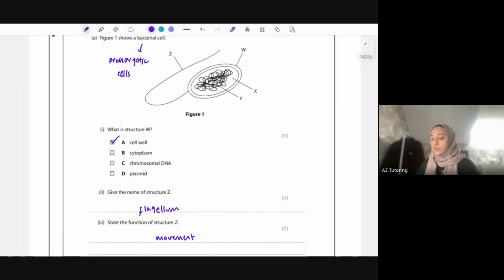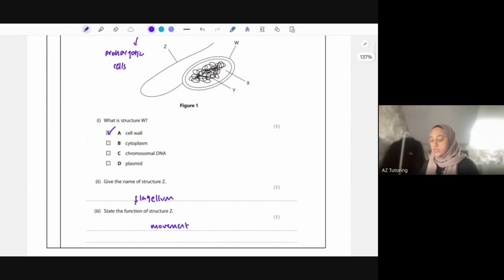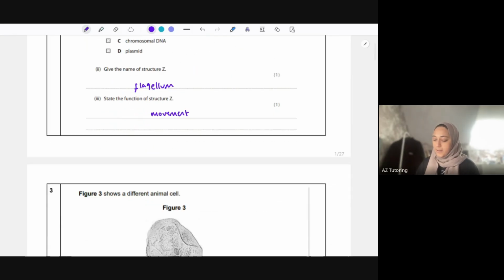Whenever you're looking at these exam questions as well, always look at the marks as well. So you can see these are all 1 markers. They don't want you to go into much detail. Just keep it really simple, no waffle, so you just get the mark.